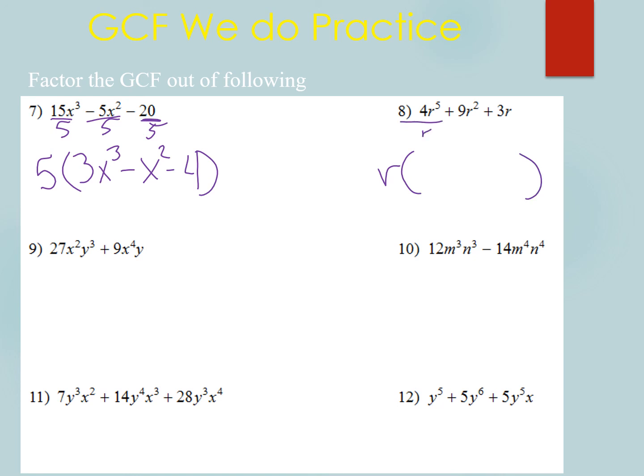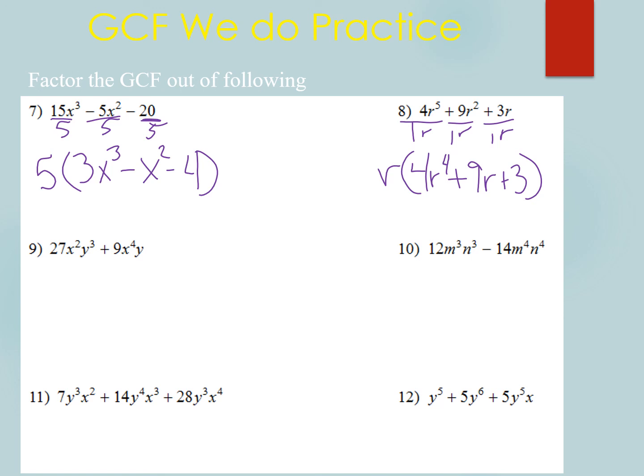Okay, so I'm going to divide each term by r and get what I have left. So 4 divided by 1 is 4. 5 r's, take 1 away, is 4. Plus 9 divided by 1 is 9. 2 r's, take away 1 is 1. And then 3 divided by 1 is 3. And r, take away r is nothing. So there's my final answer.